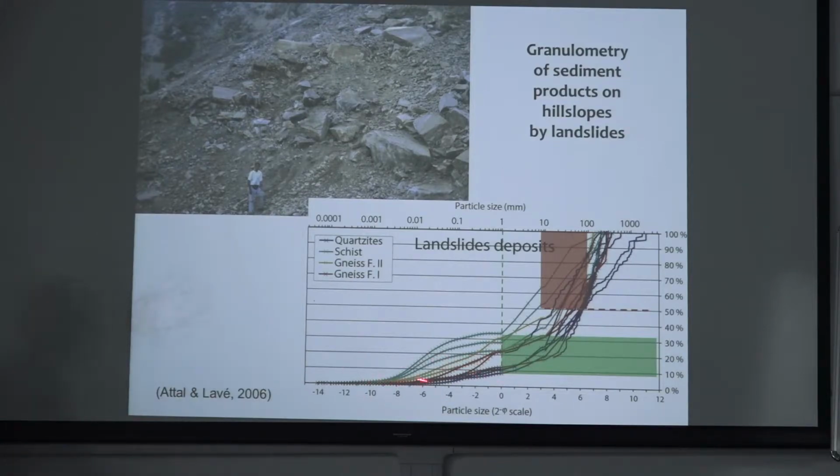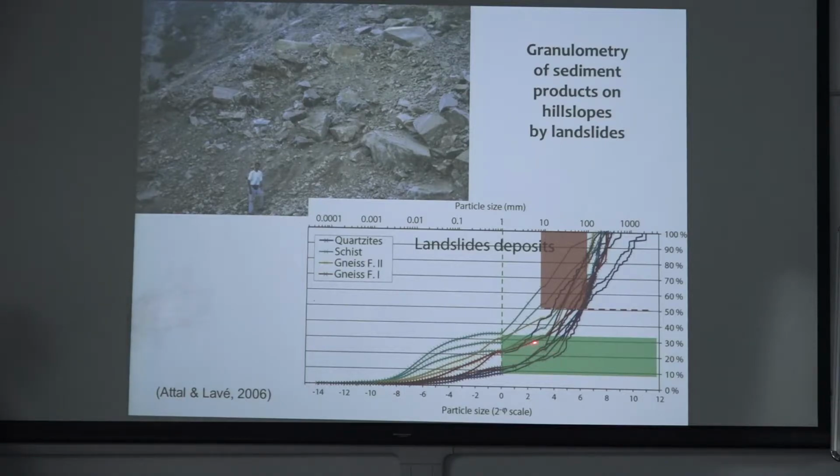In the following, I will be showing two types of distribution, either cumulative distribution or simple distribution. Here it's a cumulative distribution. You see there are different lithologies: quartzite, schist, gneisses. It tells you that, for example, for this landslide deposit, the D50, the median size, is between 10 and 100 millimeters, so 1 to 10 centimeters. But the largest size, the D90, can easily go up to a meter.